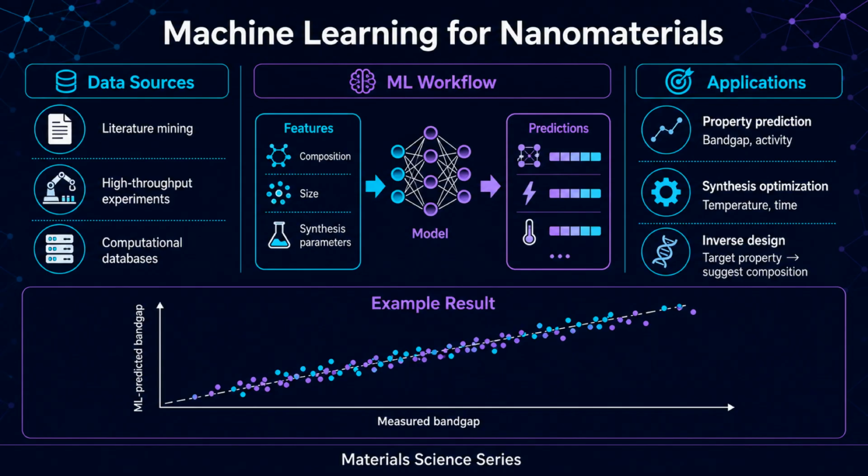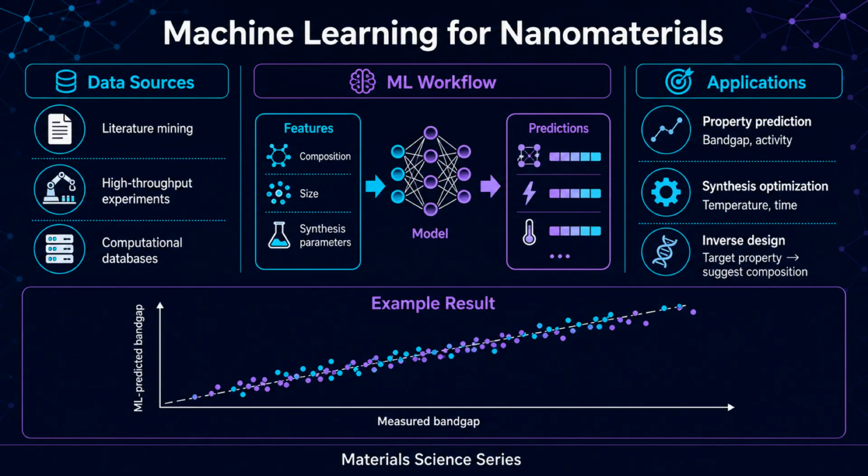or toxicity. Random forests, neural networks, and other algorithms can achieve high accuracy on problems where enough training data exists. Synthesis optimization uses ML to find optimal reaction conditions, reducing the number of experiments needed. Inverse design goes further. Given target properties, the model suggests compositions or structures likely to achieve them.